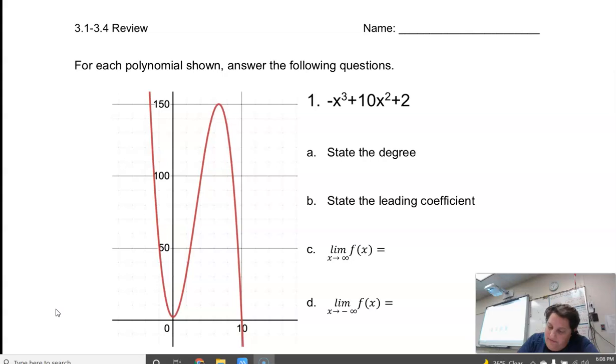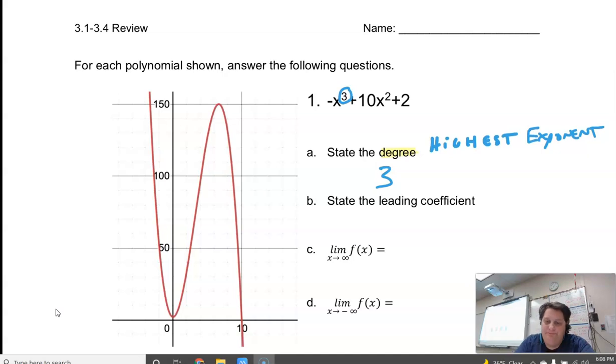First of all, if I am asked for the degree of a polynomial, do you guys remember what degree means? Degree means the highest exponent. So on this problem, make sure it's in order. This is a third degree polynomial.